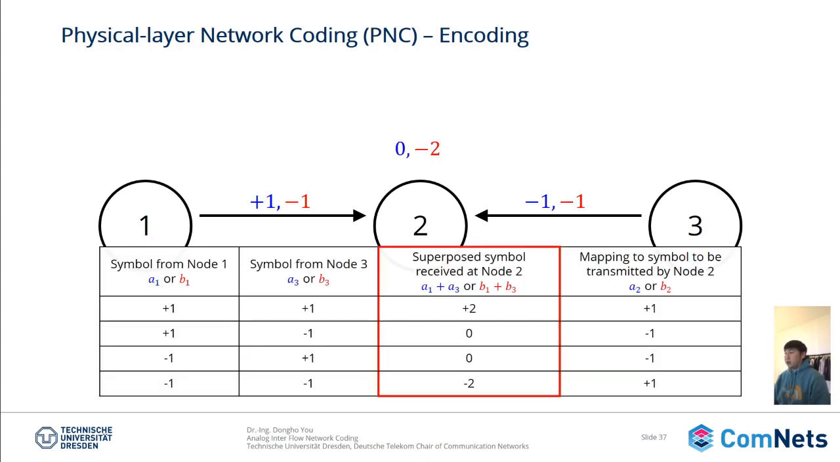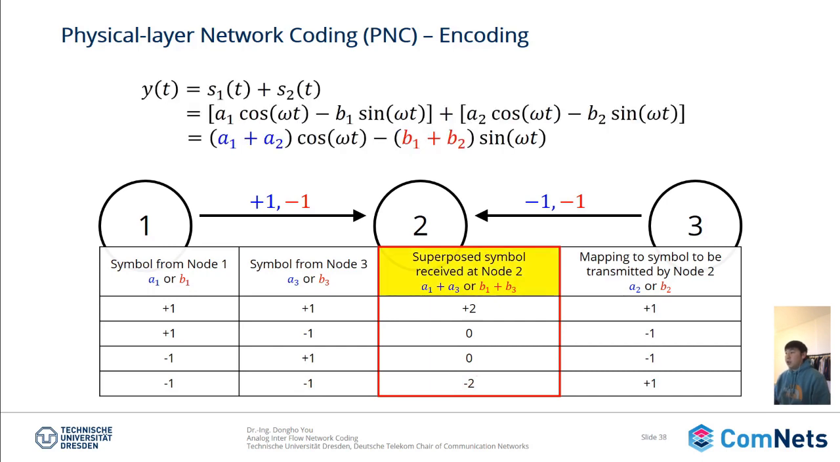When we assume that there is no error, node 2 will receive the superposed signal: 0 or -2 or +2. If they transmit +1 and +1, it's +2, right? And if node 1 transmits +1 and node 3 transmits -1, it will be 0 at the relay node. -1, +1 is 0. -1, -1 is -2, right?